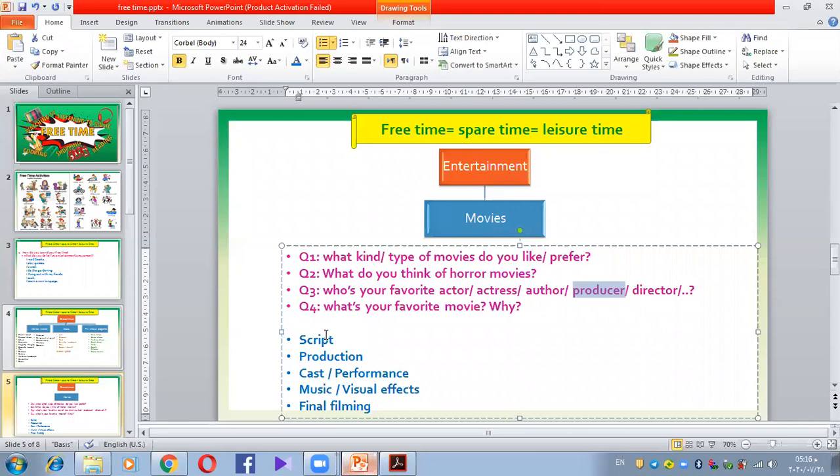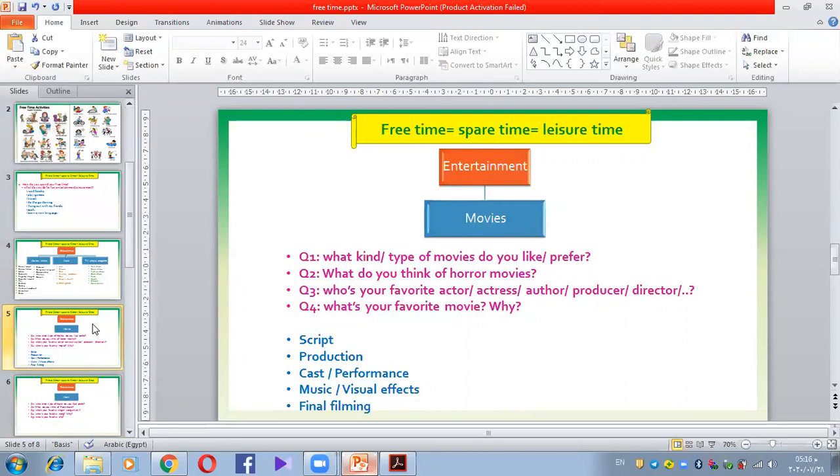There are some words that are related to the movie field. Scripted means the written words of the movie. Production is related to the producer. Cast, the people who are acting. The performance, their acting was good or not good. Music, visual effects, the effects that he can include within the movie. Final filming, the ending of the movie. Okay, these are some words that can be used in this field.